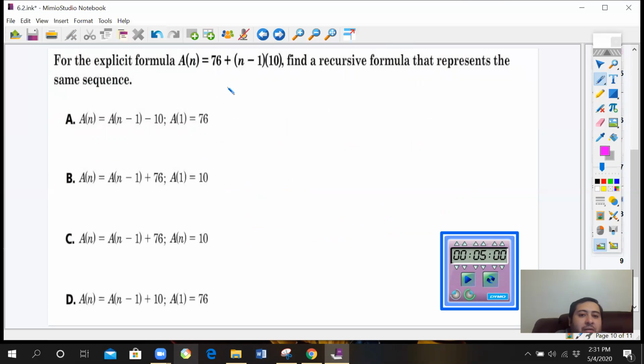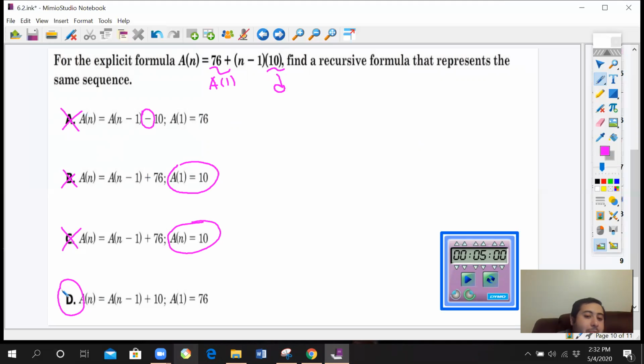Let's practice this one more time. This is going to be your A1. Since A1 started with 76, not 10, that one is out. And this section is your difference. You're adding the 10 because it's a positive 10, not subtracting it. So this is out and you're left with letter D. Just look for those minor details so you can do a process of elimination and come out with the answer.